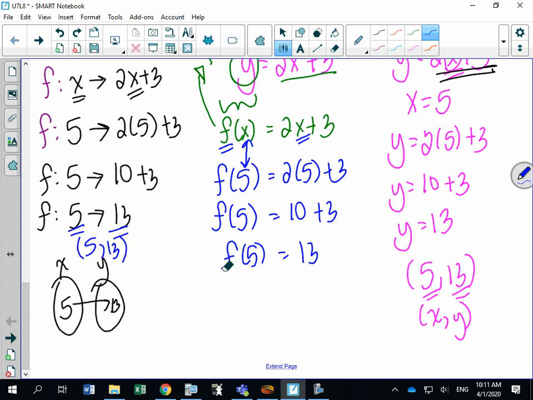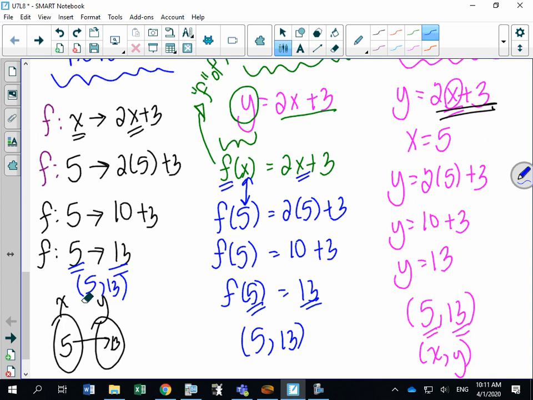So again, this is an ordered pair. That is my x value, and my output is my corresponding y value, and that is a coordinate on my Cartesian plane. So whether we do mapping notation, equation notation or function notation, we get the exact same answer. It's just a different way of writing it, a different way of looking at it.